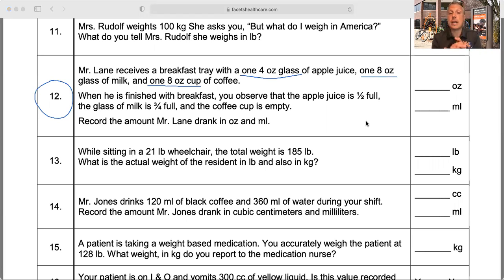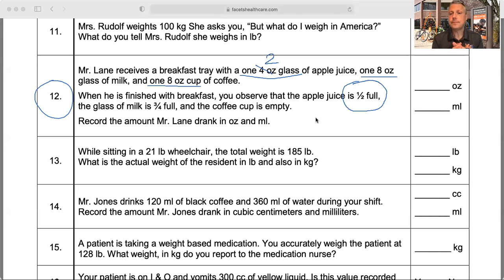They received the tray. Now you are going in, as we said, you always notice and interpret as a nurse. Notice, number one, interpret what you're noticing, number two. So when he finishes the breakfast, you're observing that half the apple juice is full. So you're going to go back now to the apple juice and say they didn't drink all of it. They only drank 2 ounces of apple juice. Half of it is full. So half of it has gone in as an intake.